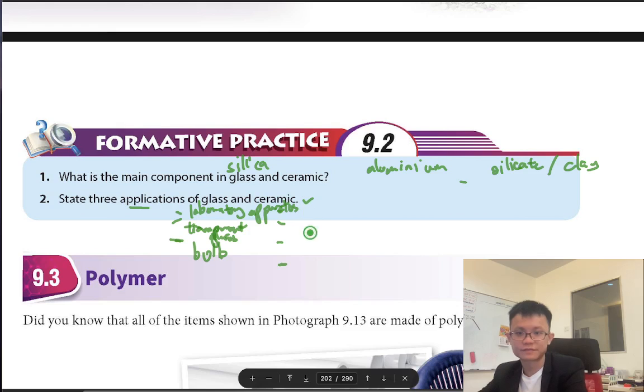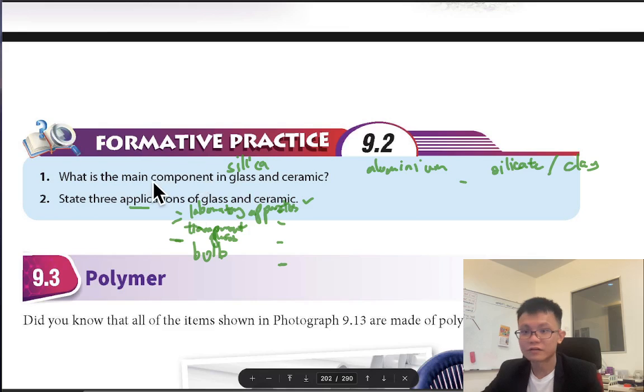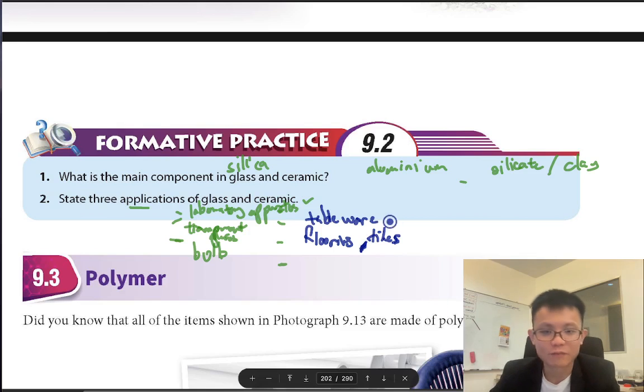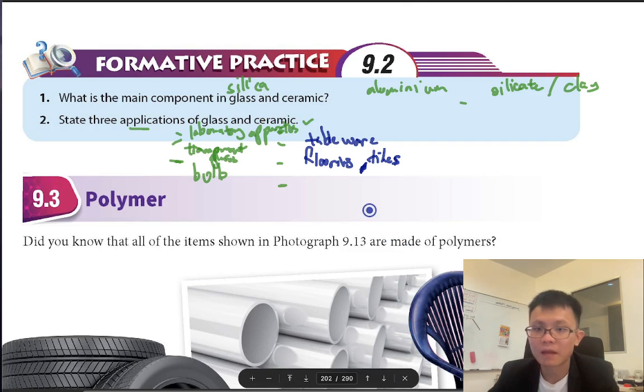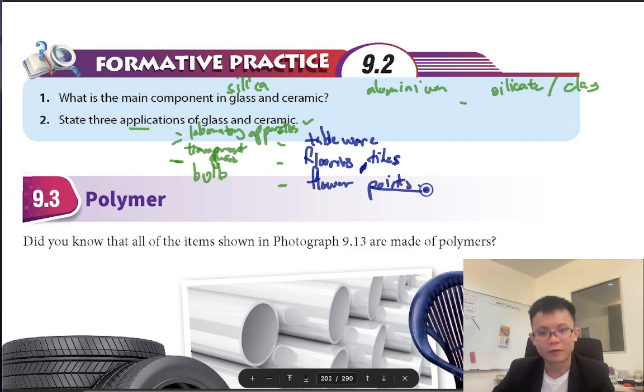How about the ceramic? What is the function of ceramic? Tableware. Okay, so tableware, which means the plate and the cup lah, for the table. And two more? For flooring. Flooring, yes, flooring like the tiles. Usually the Chinese like to use the tiles, right? Of course Malay also, but I feel sometimes Malay like to use wood. Some people prefer wood, some people prefer the ceramic tiles. Lastly, flower pots. Okay, pots, P-O-T-S.